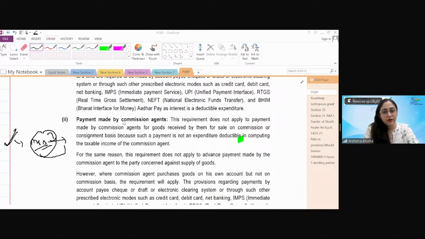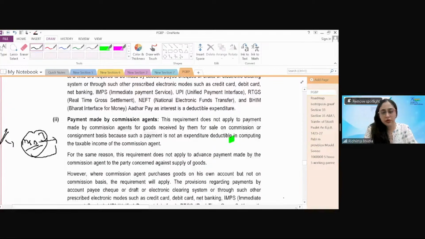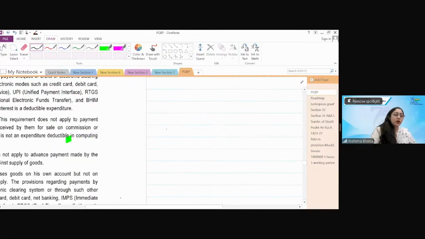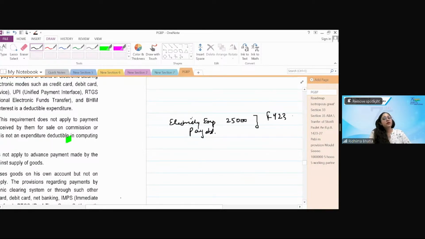Other than that, you have to remember one very important part here, which is section 48(3)(a). Now suppose an adjustment question can come to you on this. I claimed an expenditure of electricity expenses, 25,000 electricity expenses payable, when I was closing my books for financial year 23-24.